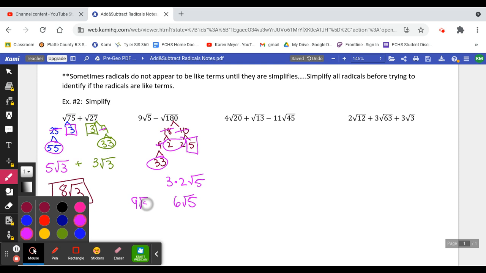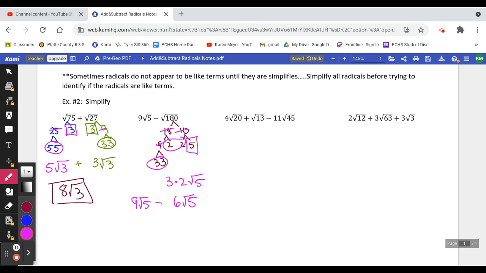Bring down my 9 square root of 5. Bring down my subtraction sign. And then, hey, they both have square root of 5, so they are like terms. So 9 minus 6 is 3 square root of 5. Done.